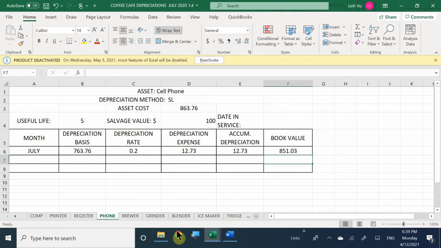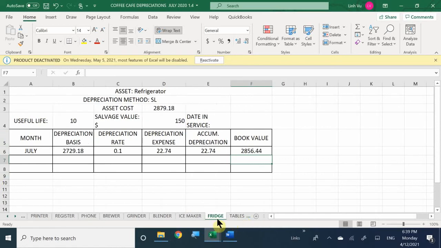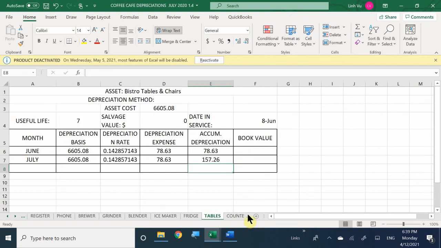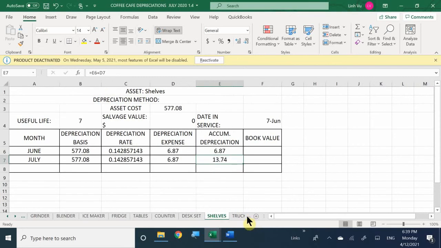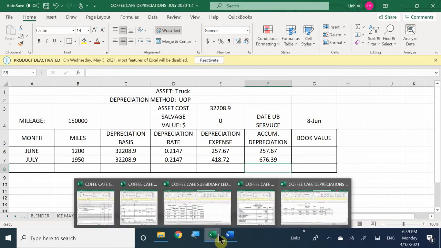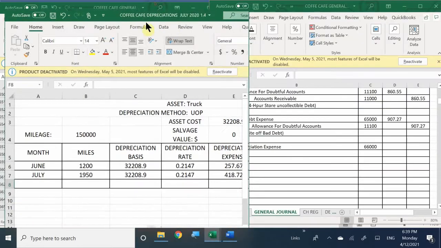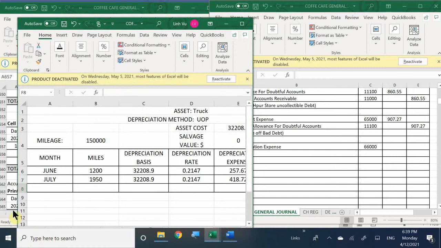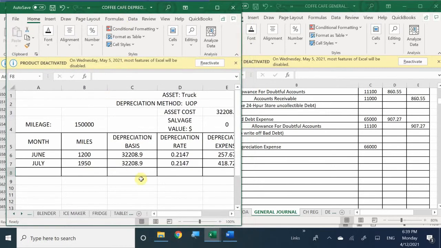So we started with the truck, right? We started with the truck. Okay, we calculated that one first. Let's locate the truck. Here it is, truck. The depreciation expense for the truck is this $418.72. Right? So I'm actually going to shrink this real quick so we can have multiple windows at one time.